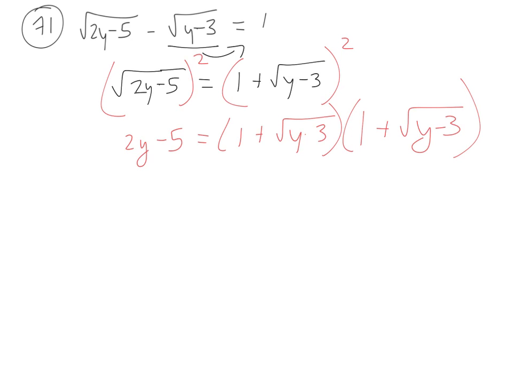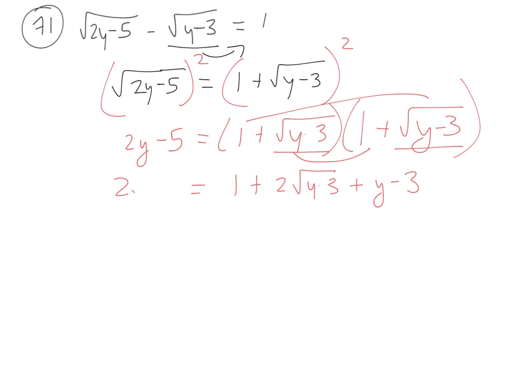like that. Okay, let's FOIL that together, so it'll be 1 plus root y minus 3, so that's this one, and then another root y minus 3, so that's 2 root y minus 3's. And then root y minus 3 times root y minus 3, the roots cancel, so it'll just be y minus 3. So plus y minus 3. Okay, equals 2y minus 5. Okay, that's the ugliest piece right there.